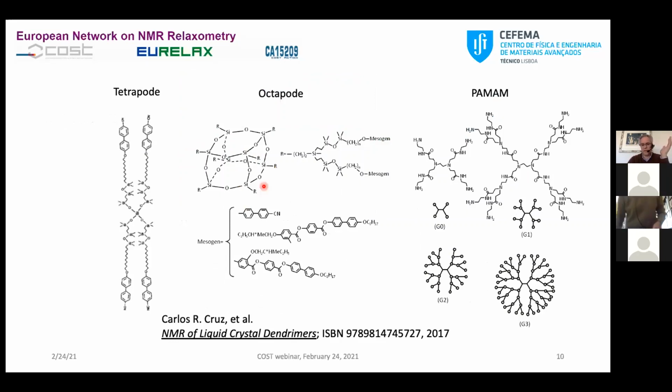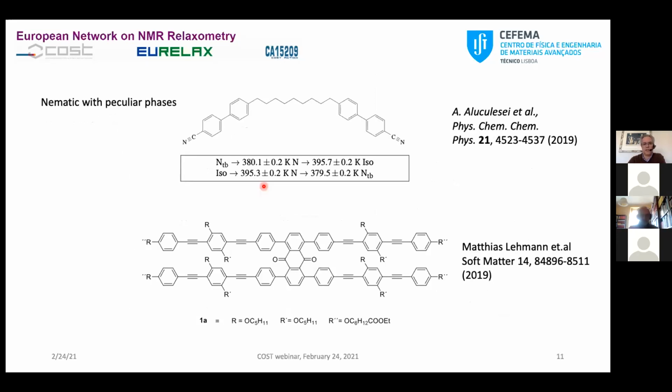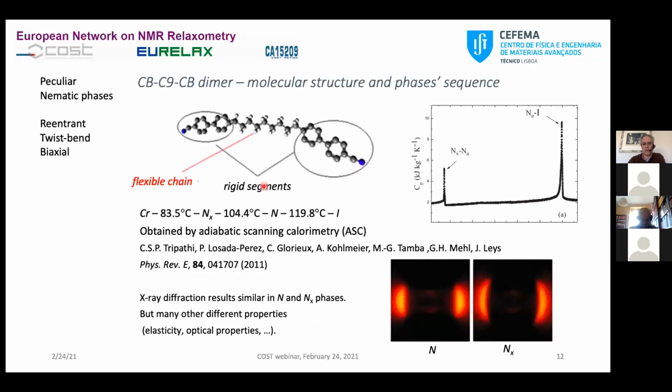Of course, we have a huge diversity of systems with molecules presenting different features. Some of them I will address in more detail here than others, as I will come to in a moment.